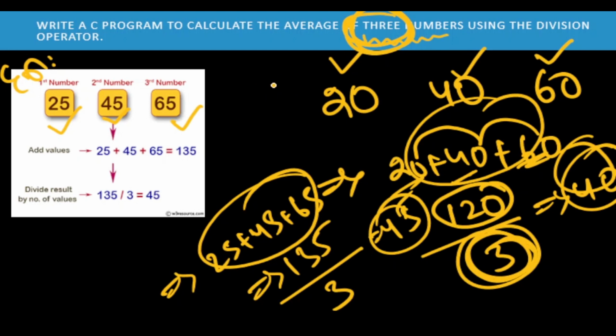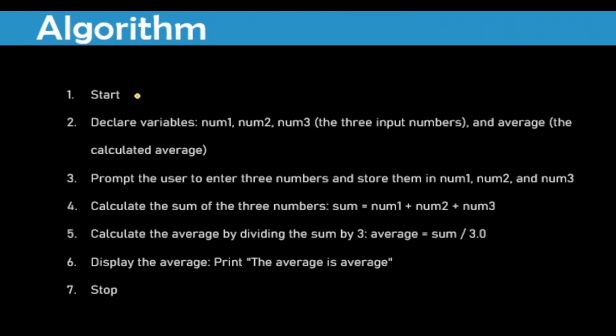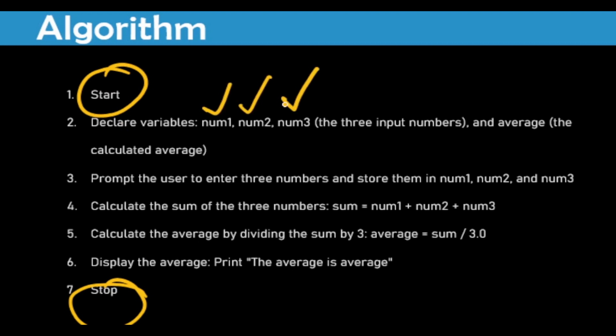Now let's move on to the algorithm. It is very simple. The formula is sum of observations divided by number of observations. Now let's come to the algorithm. For every algorithm, I do the same thing: first line and last line are the same. First, we need to store 3 numbers. So I declared 3 numbers, num1, num2, num3. These 3 input numbers mean I need to take these numbers from input. And we are calculating the average, so a variable average.